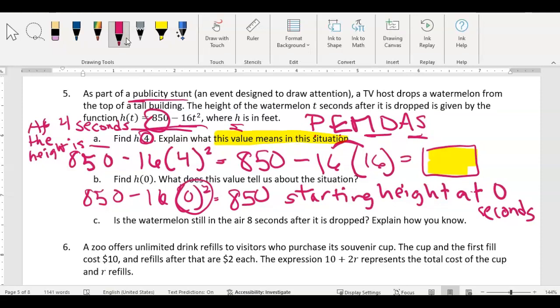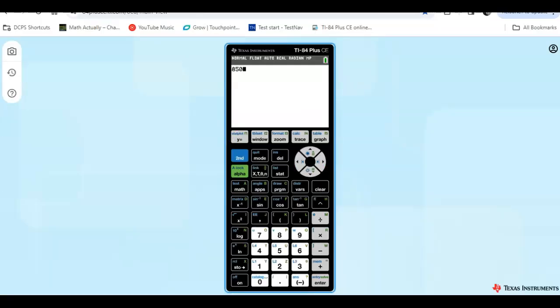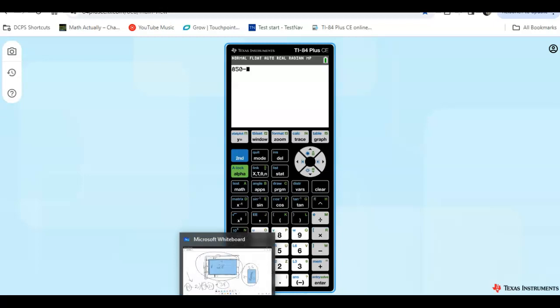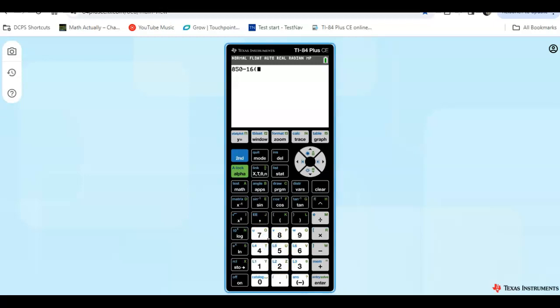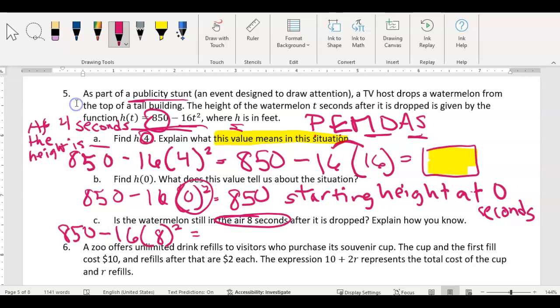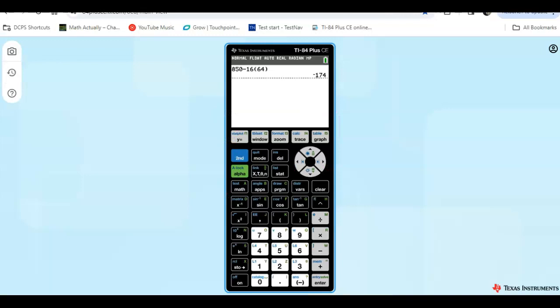All right, the next part to this asks us, will the watermelon still be in the air 8 seconds after it's dropped? So there's a couple ways we can figure this out. We can just go ahead and plug in 8 seconds, so 8 squared, and see what we get. And we can calculate that. You can use your calculator if you like. So 850 minus 16 times 8 squared, which is 64. And we get negative 164 here, which means that that would be below the ground. So again, it was negative 174.